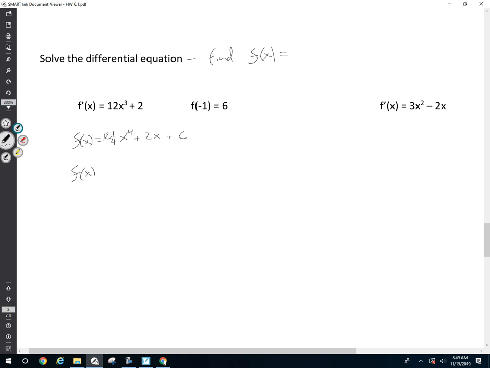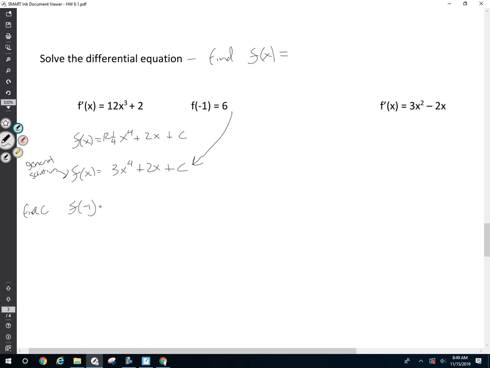Let's simplify a little bit. I get 3x to the 4th plus 2x plus c. But this is what we call a general solution, because it has a plus c. But we will use this point to find c. Now, the goal is not to find c. Finding c is part of the goal. The goal is to get our equation.